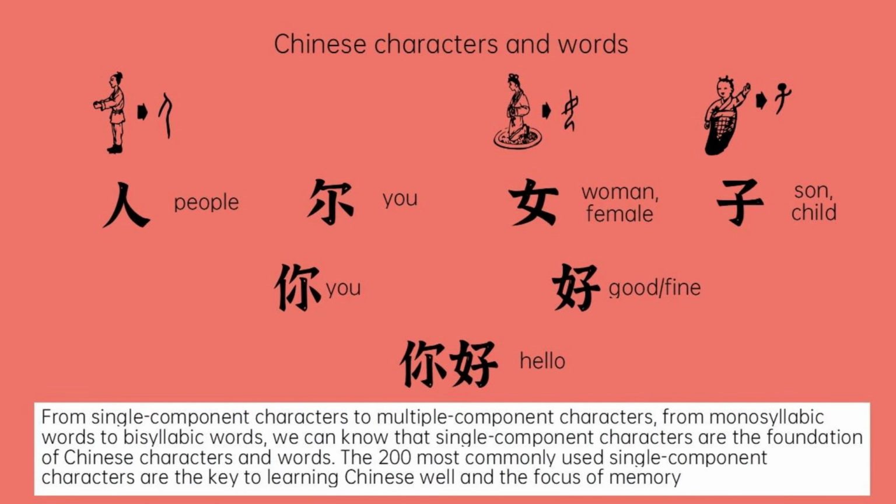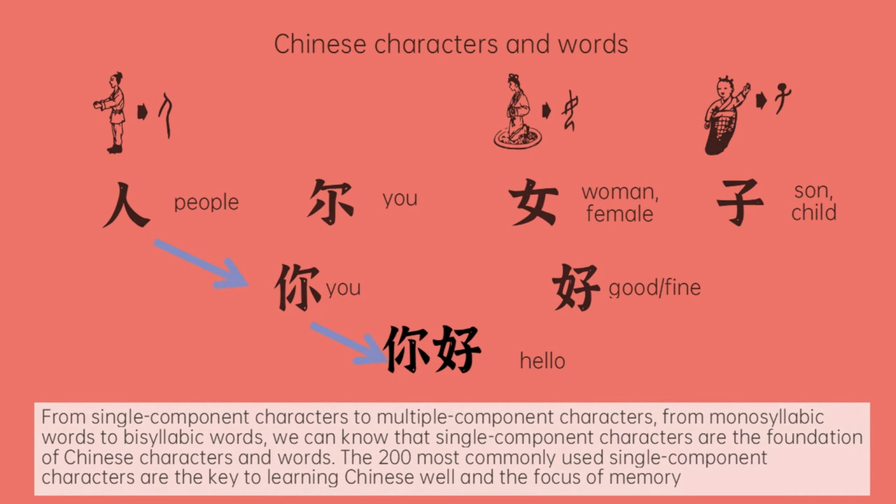From single-component characters to multiple-component characters, from monosyllabic words to disyllabic words, we can know that single-component characters are the foundation of Chinese characters and words. By remembering the 200 commonly used single-component characters, we can remember all commonly used Chinese characters and words.